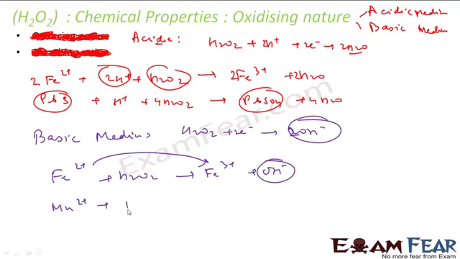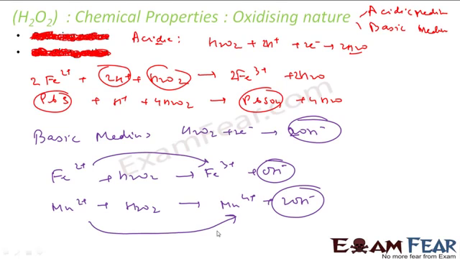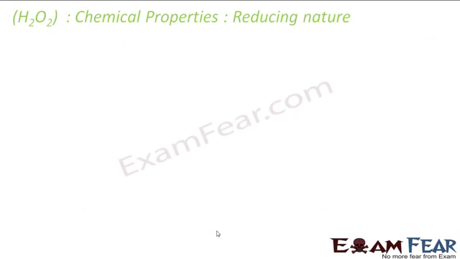Mn2 plus, the moment you react with H2O2, it gives Mn4 plus 2OH minus. That means it is basic. This also gets oxidized. So if you see, it has oxidizing nature in both acidic and basic medium. Correct? H2O2 is having oxidizing property in both acidic and basic medium. Similarly with the reducing nature, H2O2 has reducing nature in both acidic and basic medium. So we'll cover this now.